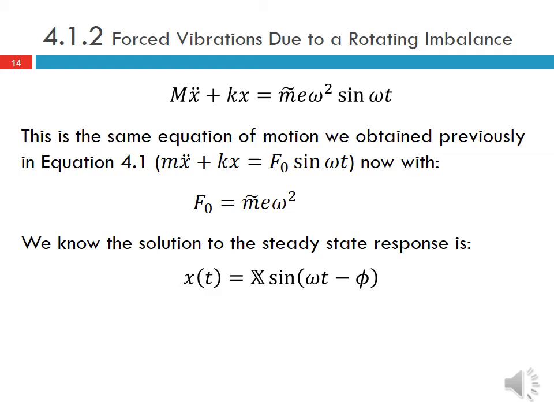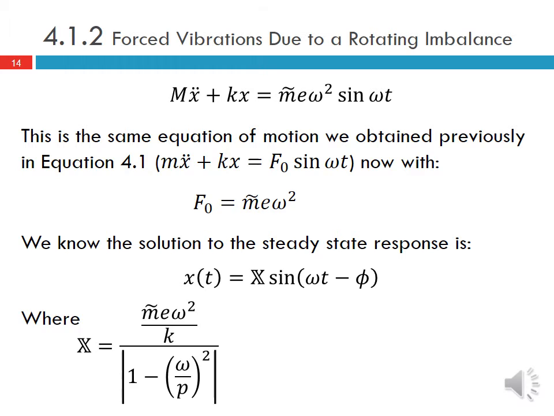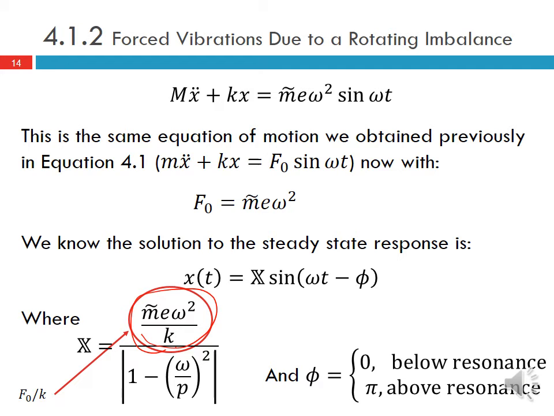So we know the solution to the steady state response is x equal to X sine omega t minus phi, where X is F naught over k multiplied by the dynamic magnification factor. So F naught over k, times 1 over the absolute value of 1 minus omega over p squared. And phi is the phase angle, which is 0 below resonance, and pi when it's above resonance.